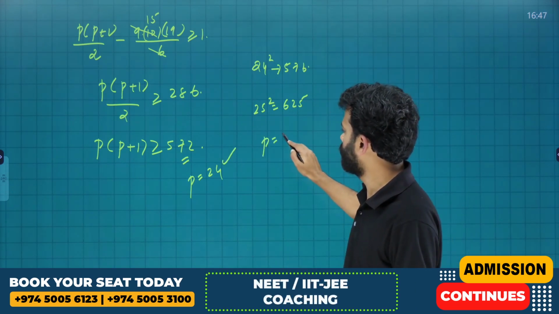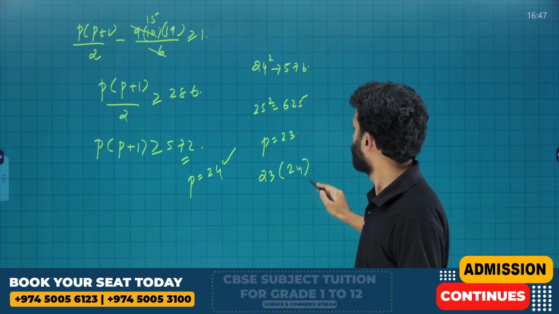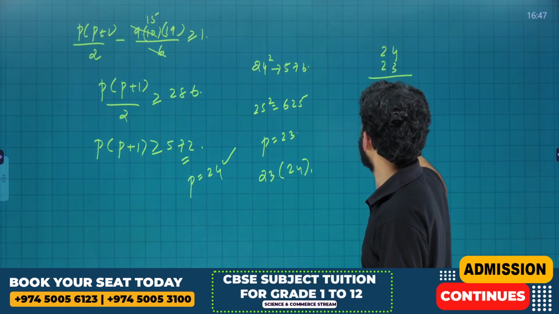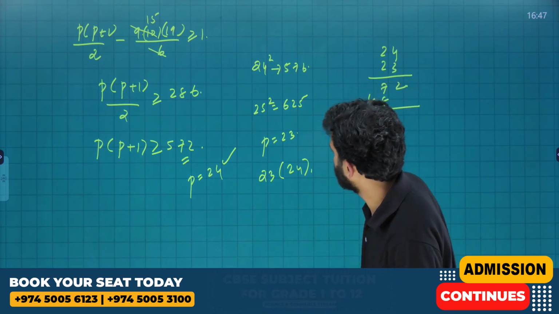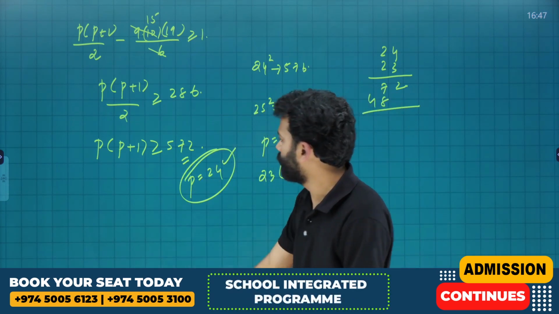That is p is equal to 23. So what is 23 into 24? That is 24 into 23, that is 72 and 48. Okay, it won't exceed, right? Therefore, what is the correct answer? P is equal to 24.